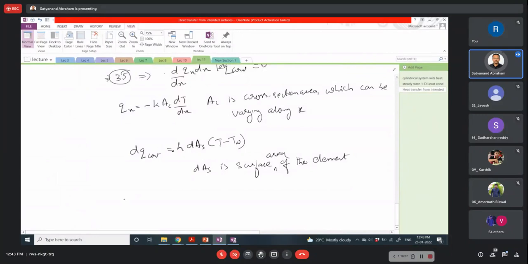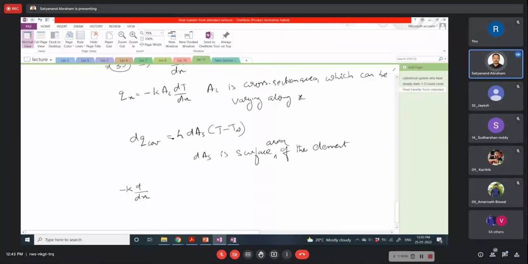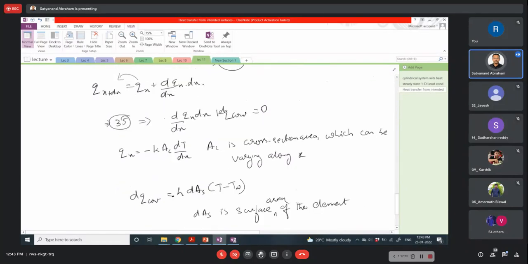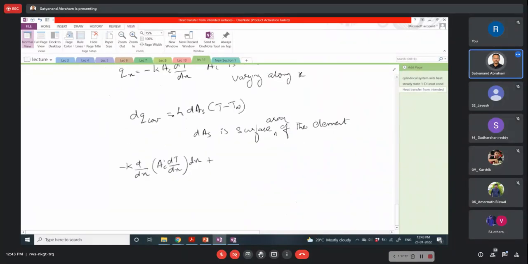So you can write minus k d by dx of Ac dT by dx, into dx. K is constant, as we said in the assumption itself, so we have taken k out. We cannot take Ac out because Ac is a function of x. The dx is there because of the equation of Qx that we have written. Plus h into dAs into (T minus T infinity) is equal to 0. So that's what we have written.